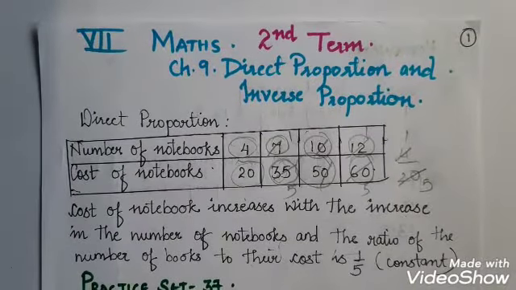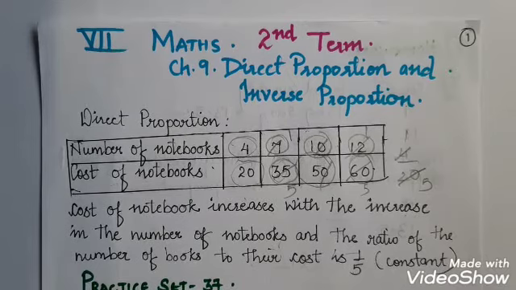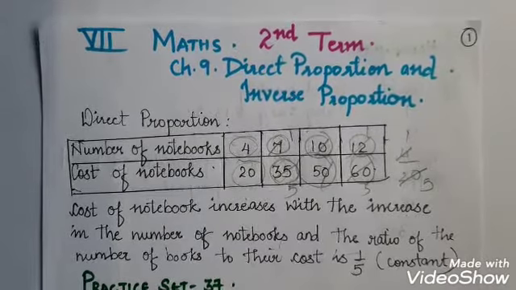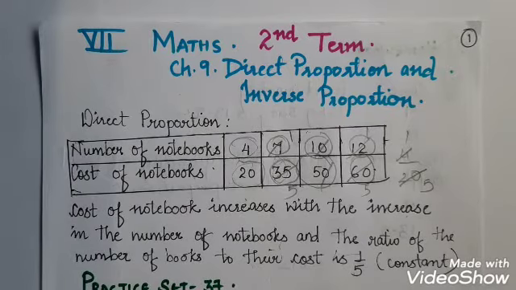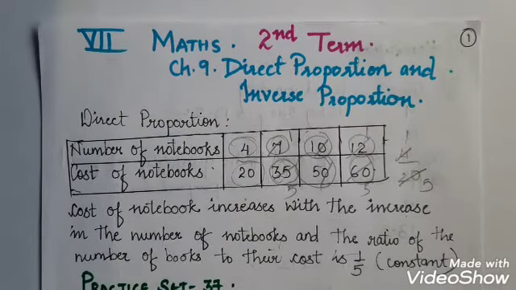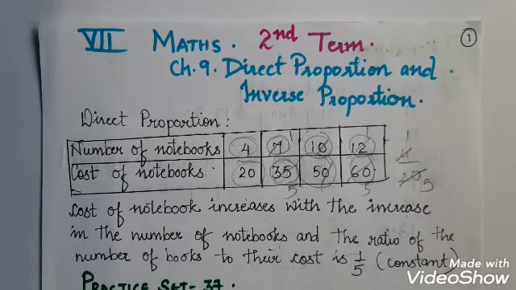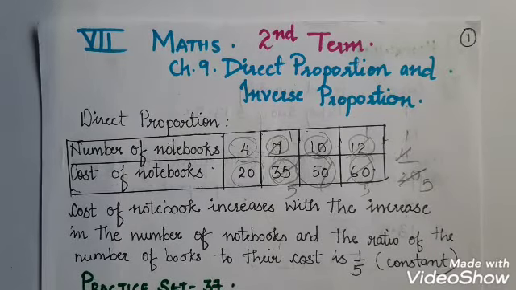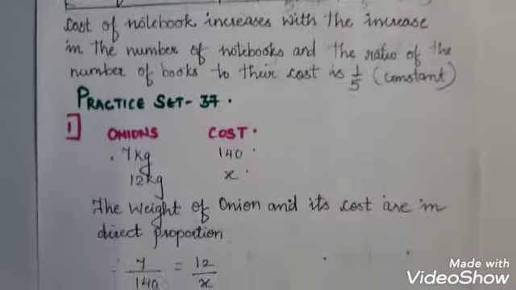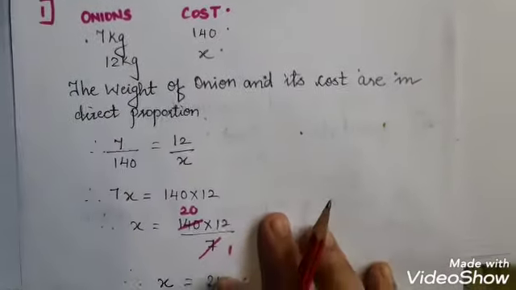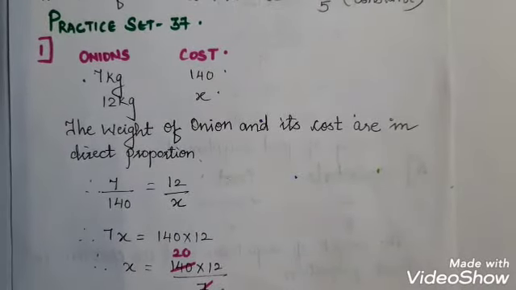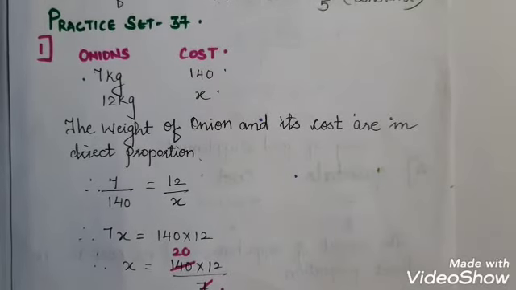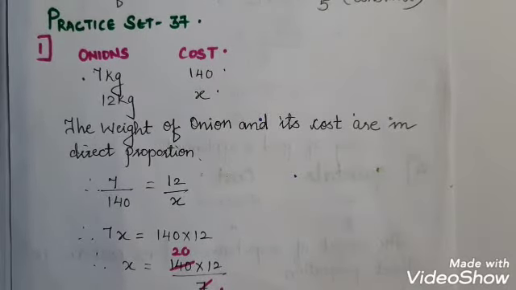So for direct proportion, if one quantity increases, the other also increases. And if one quantity decreases, then the other quantity also decreases. This is an example of direct proportion. Now let us study practice set 37. First question of practice set 37. Open your textbook to page 64, children. Let us see the first question.